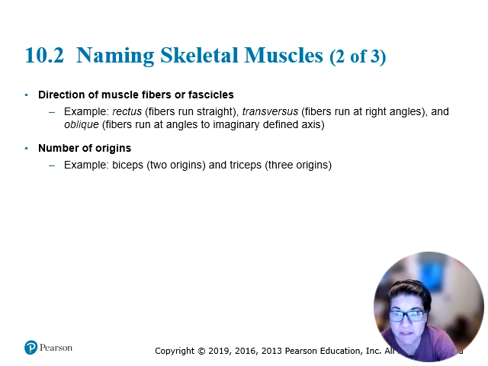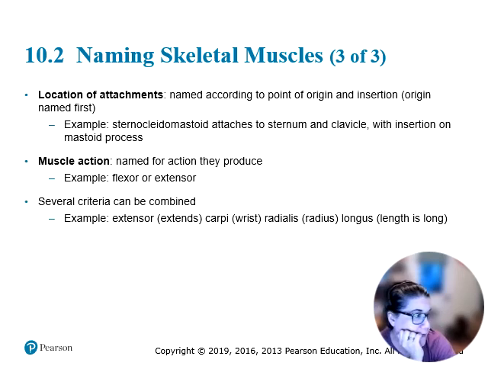Rectus means it runs straight. Transversus means they're running at right angles. Oblique is at different angles. And the number of origins, like biceps, there are 2 parts, and triceps, there are 3 parts. So the names make sense once you analyze them.